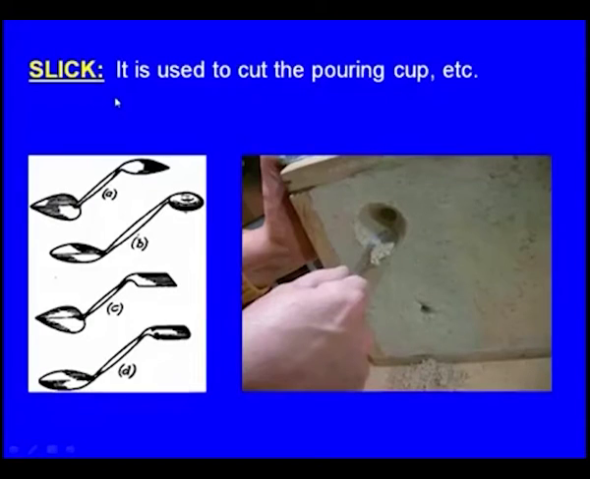Next one, slick. It is used to cut the pouring cup. Say this is the pouring cup, say this is the coke box. So, a wide opening has to be created. That wide opening is the pouring cup or the pouring basin. So, this slick is used to cut this pouring cup.